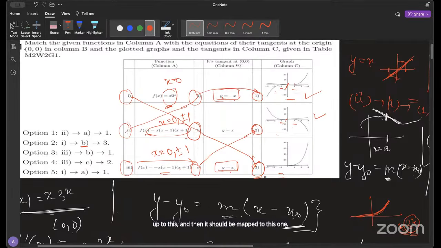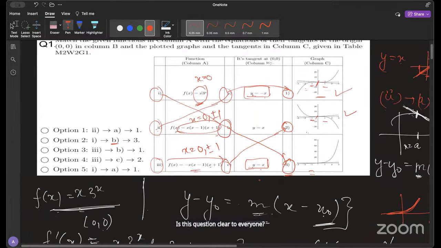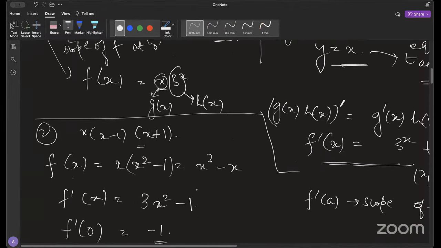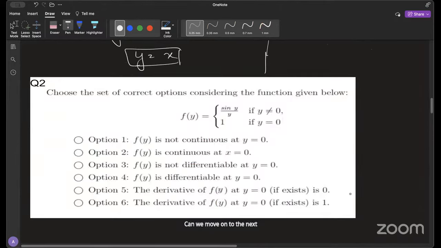Is this question clear to everyone? Yes, ma'am, it's clear. Can we move on to the next one then? This is the next one. Give this a try. And if anyone has a doubt in the previous one, we can discuss that.